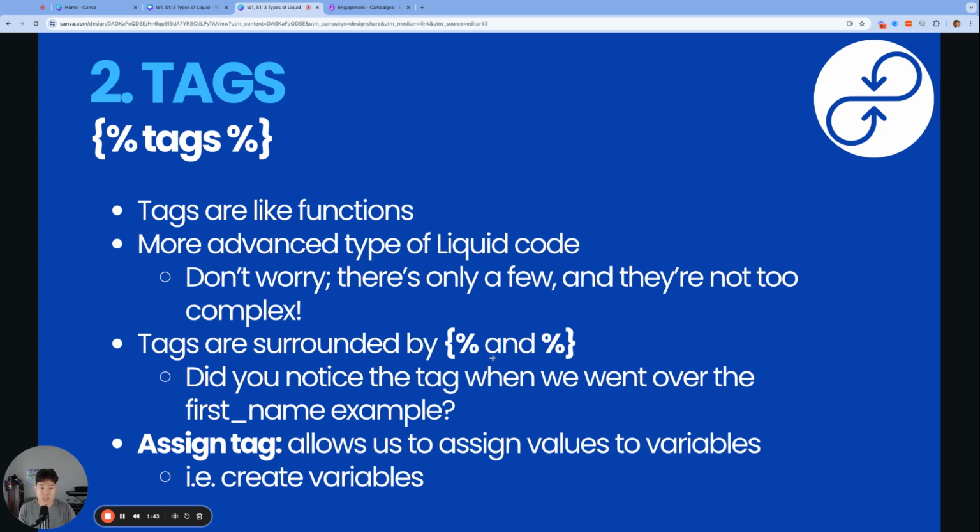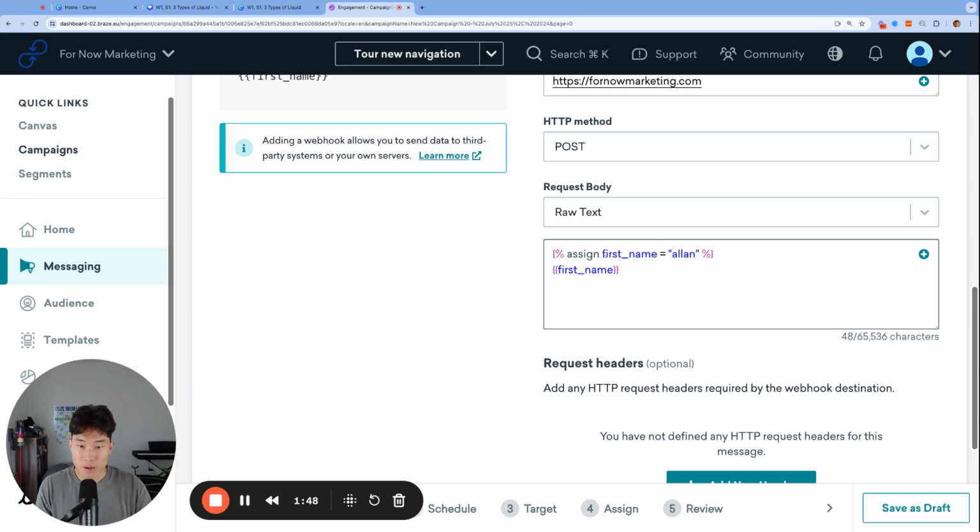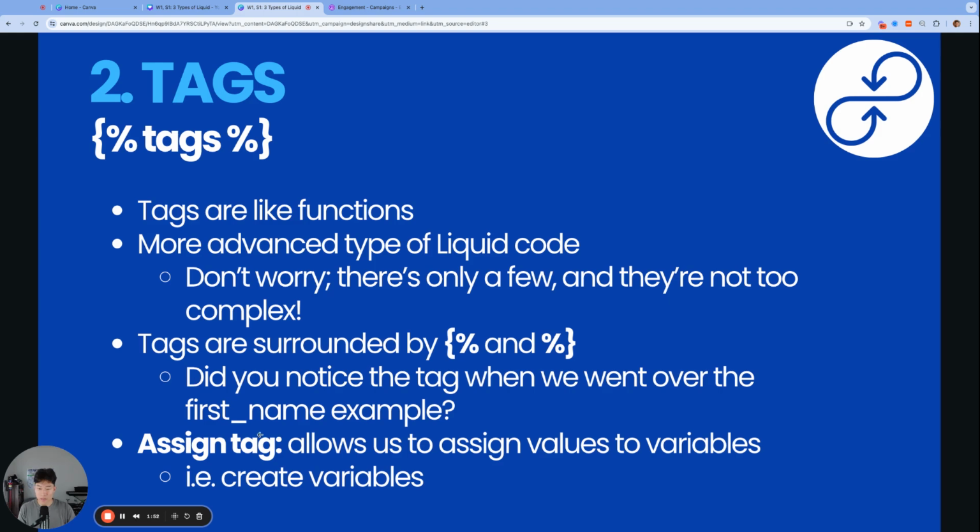And I'm sure you noticed the other code when we went over the first name variable example. I am talking about this part right here. This is a tag, and that is called the assign tag. The assign tag allows us to create variables and assign values to variables. The assign tag is how we were able to create a variable called first name. We'll talk more about the assign tag many more times throughout our program, so don't worry if this is still new to you.